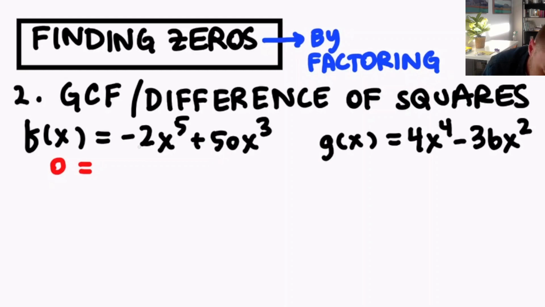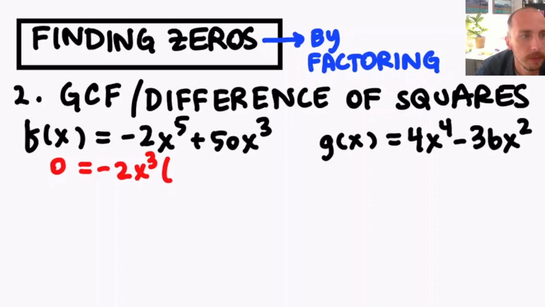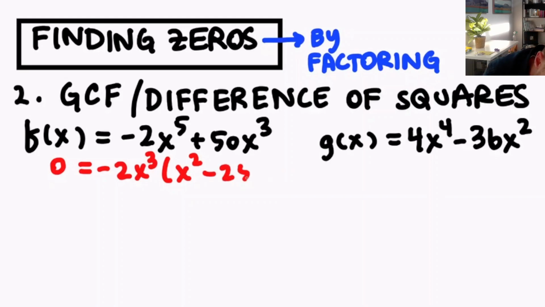Definitely the even number. 2 and 50 are both even, so I'm going to factor out a 2. I've got at least 3 powers of x on both terms. But me personally, I don't like factoring when the leading term is negative, so I'm going to also factor out the negative. You don't have to do this, but I think it'll make our job a little bit easier. I say to myself, what do I multiply negative 2x cubed by to get negative 2x to the 5th? That would be x squared. And then what do I multiply negative 2x cubed by to get positive 50x cubed? That would be negative 25.